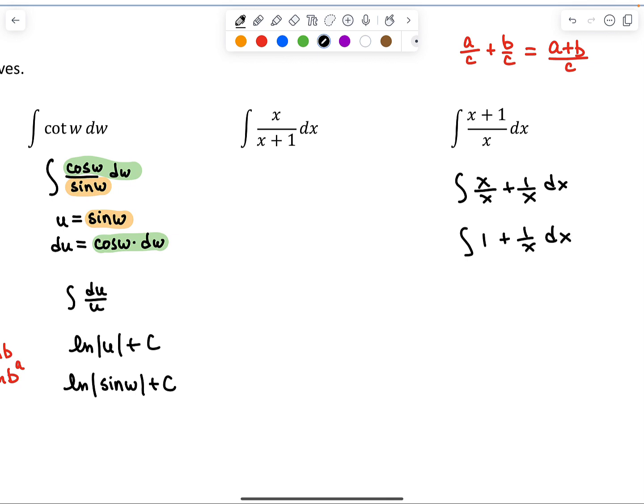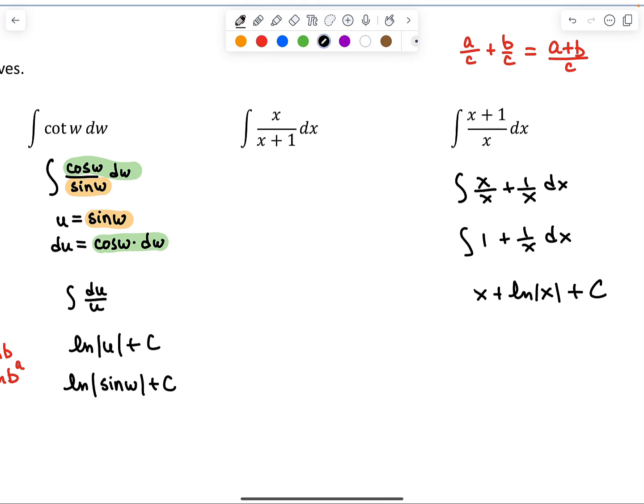And now I don't even need a substitution to finish this. The integral of 1 with respect to x is x, and the integral of 1 over x is natural log of absolute value of x. And we are done with this problem. Now, in this other case, though, we have a single term in the numerator and multiple terms in a denominator. Be careful, you cannot do the same thing. You cannot split a denominator up in the same way you can split a numerator. So we need a different approach.